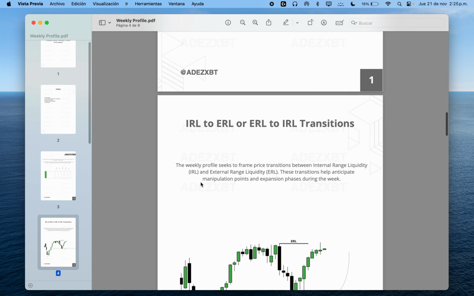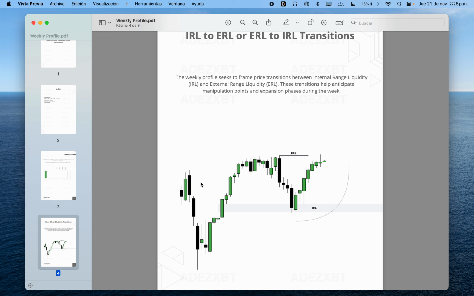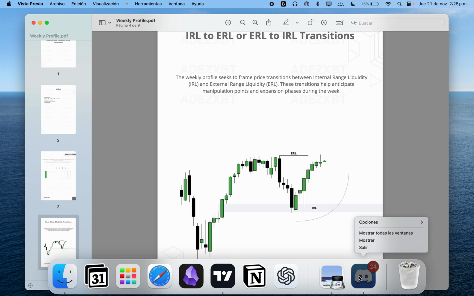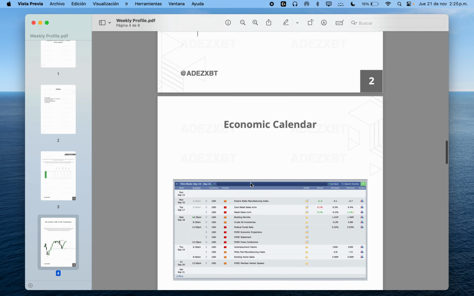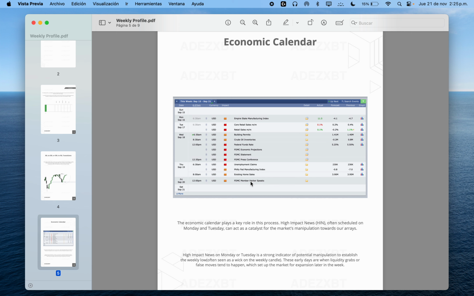So let's continue. The weekly profile seeks to frame price sensitivities between internal range liquidity and external. I would recommend you again to go and check out the video, and you should already understand how this stuff works, so I'm not going to explain it here. So, the economic calendar. This one plays a key role in this process. High impact news often are the ones that put volatility into the market. These are catalysts for the markets to manipulate towards one side of the array.